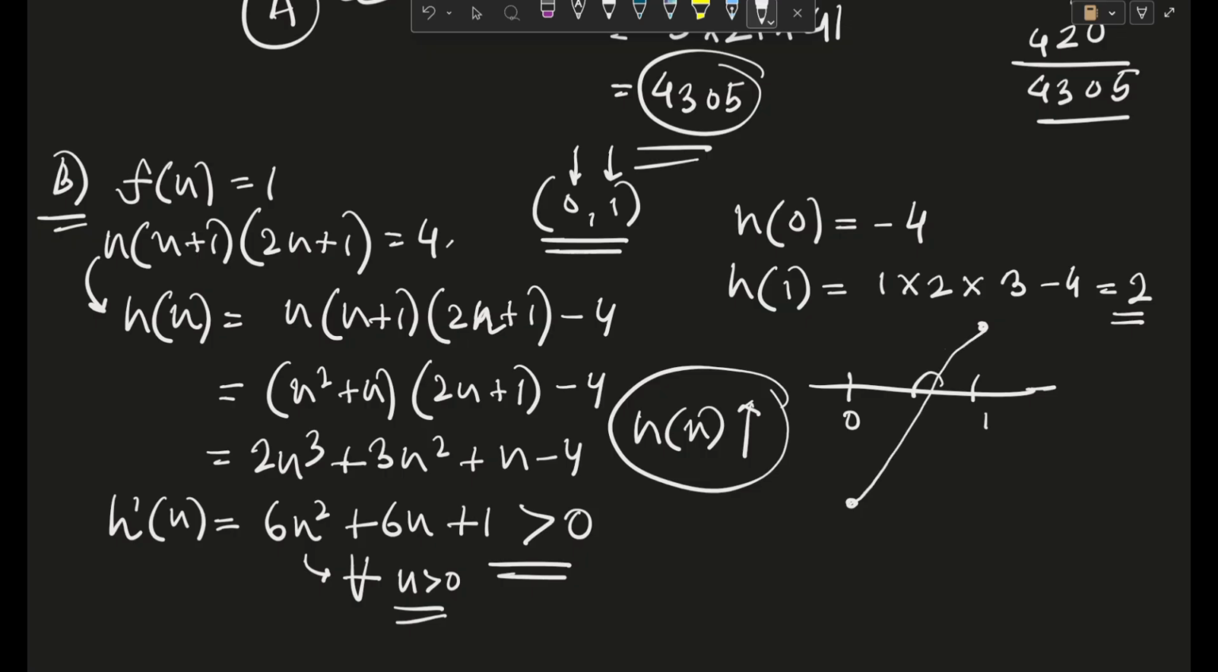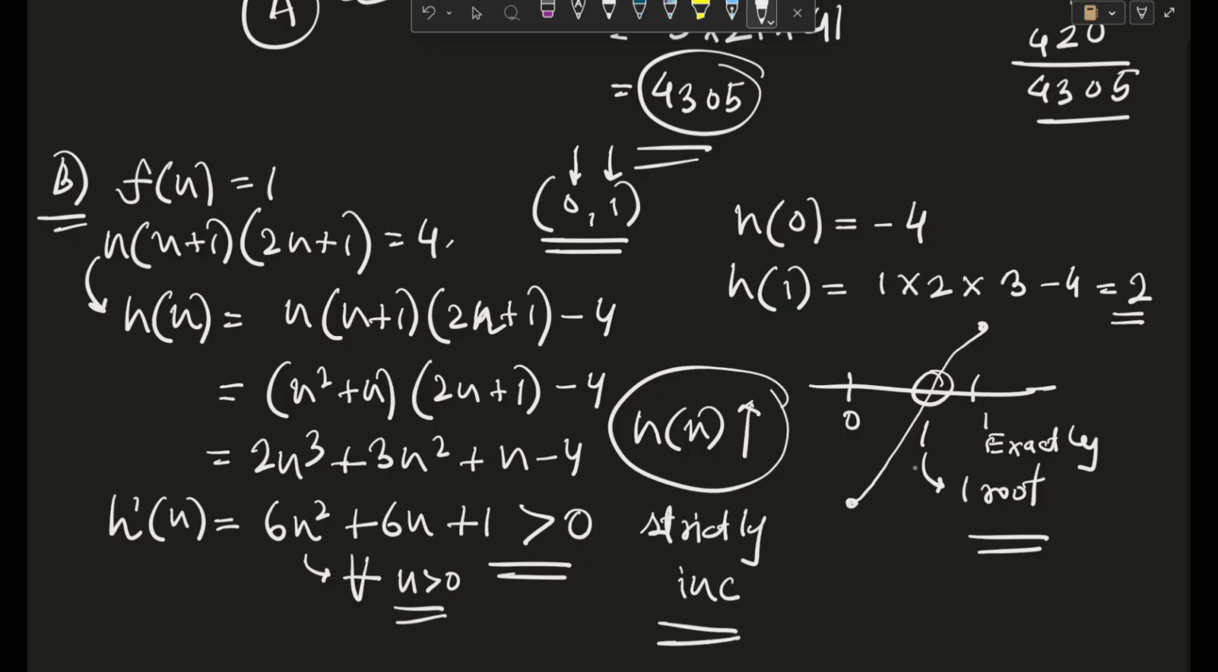So yeah, there will be exactly one root. Exactly one root. And if you ask why, that is because the function is increasing, first thing, and second thing is the function is strictly increasing. I should also write strictly. Okay, it is strictly increasing.